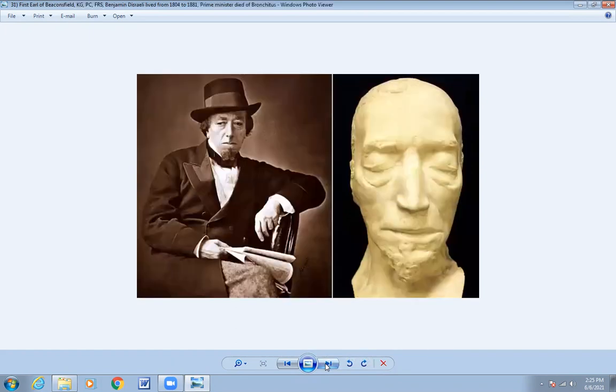This one is the first Earl of Beaconsfield. It's Benjamin Disraeli. He was the Prime Minister of the UK. He was born in 1804, died in 1881. He died of bronchitis. And this was also taken while he was sitting upright. This was not a death mask that was taken while he was laying down.